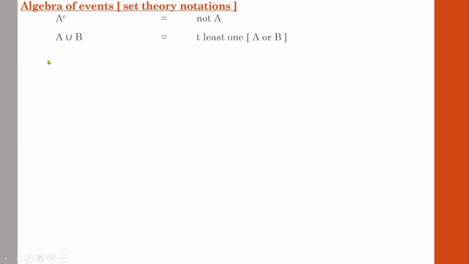Next one, A union B. A union B means at least one of the events will happen. That is, anything within A or anything within B. Any of the events relating to A or B, anything will happen. Or at least one out of A or B will happen.